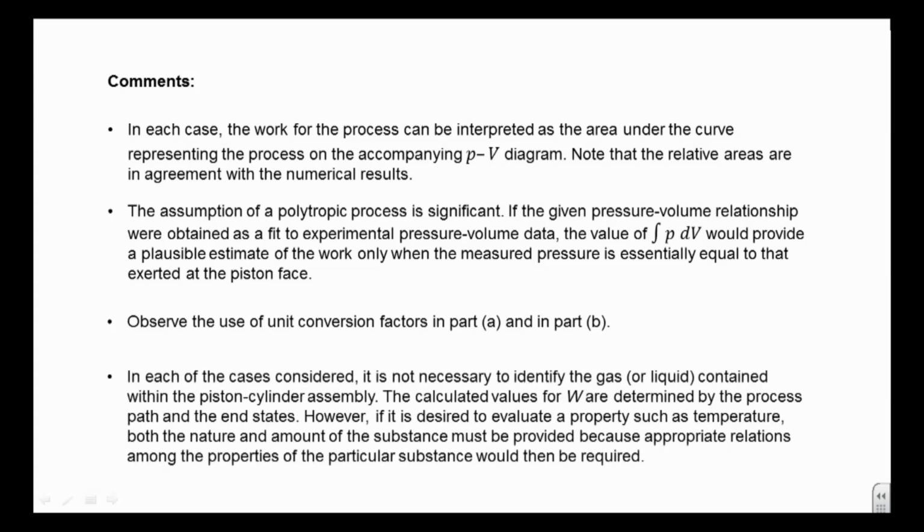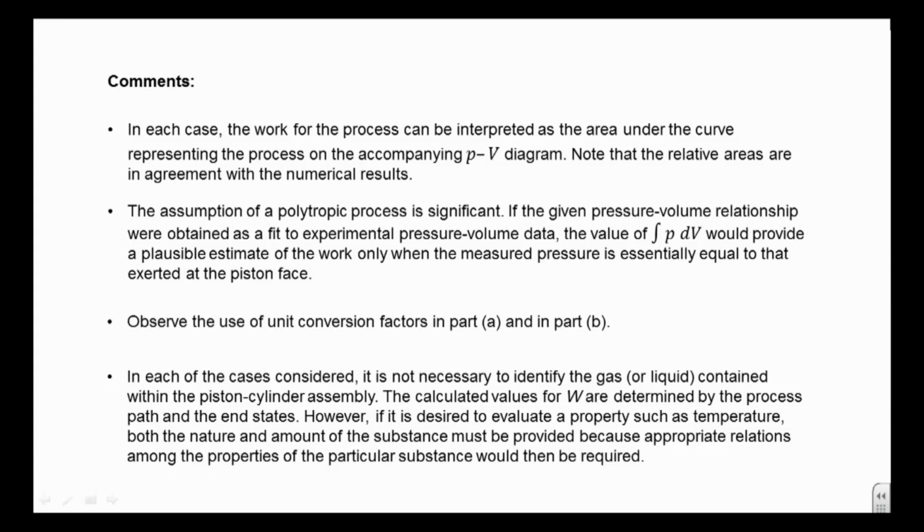In each of the cases considered, it was not necessary to identify the gas or the liquid contained within the piston cylinder assembly. The calculated value for W was determined by the process path and the end state. However, if it was desired to evaluate a property such as temperature, both the nature and the amount of the substance must be provided because appropriate relations among the properties of this particular substance would then be required.